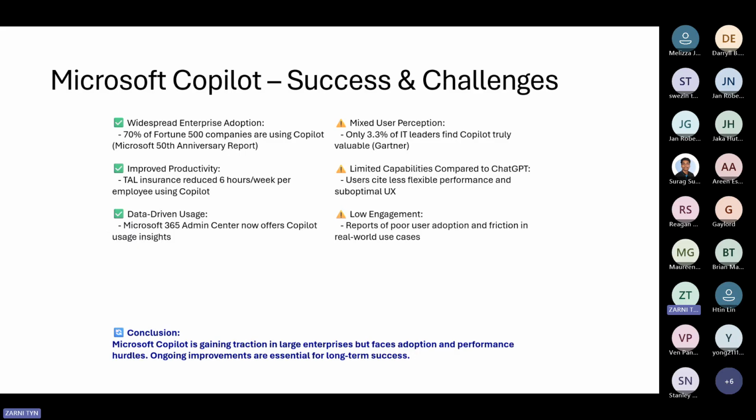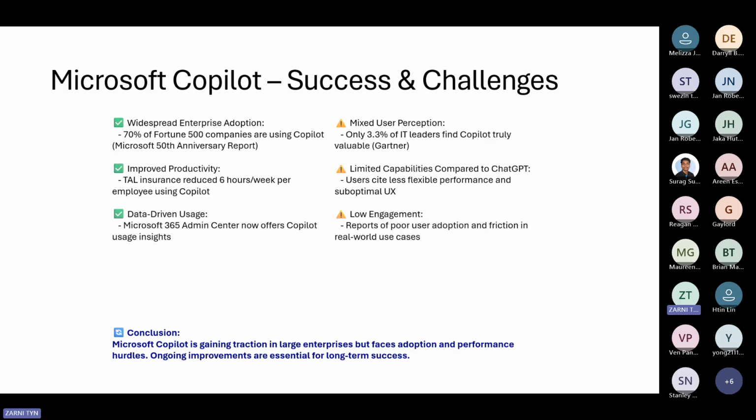Yeah, and this is my document. First is worldwide enterprise adoption. 70% of the Fortune 500 companies are using Copilot. Yeah, you can watch Satya Nadella. You can see interviews across many sectors, with Elon Musk and other famous AI figures. This is from the Microsoft 50th anniversary report. This is the first.